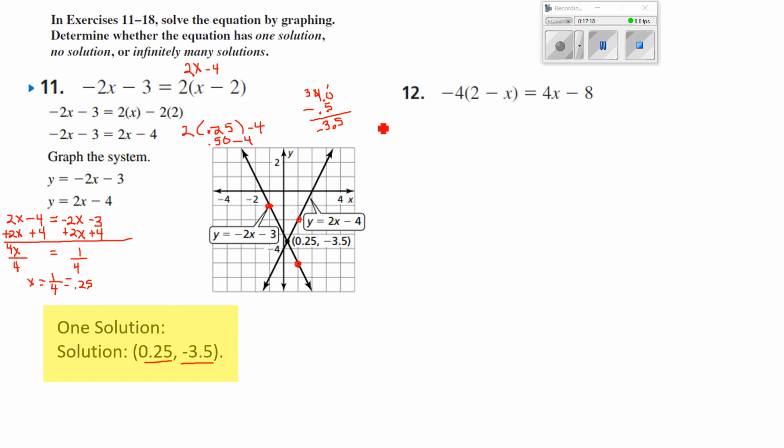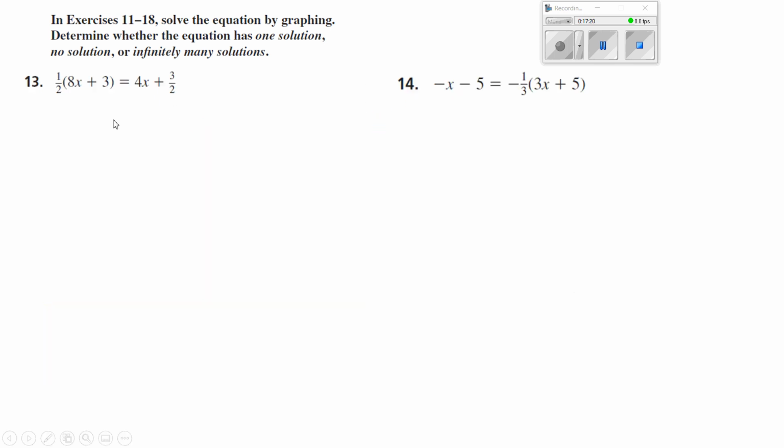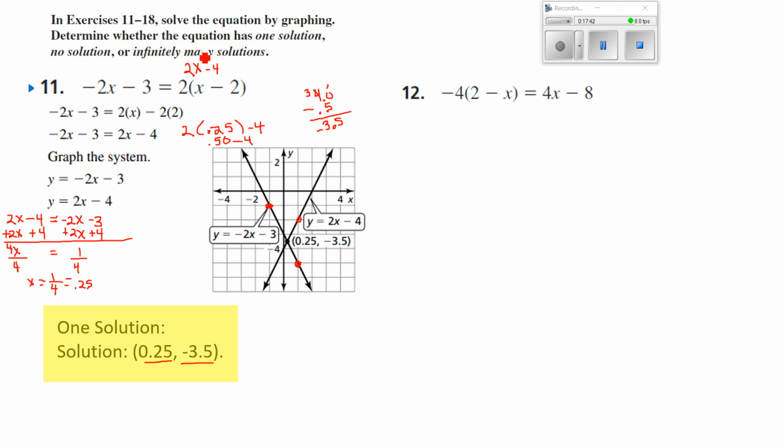You have number 12. On this one, we're going to distribute our properties. This will end up being 4x plus 3 over 2. We're going to put these equal to each other again. Oh, I'm sorry. The last one, we're supposed to say one solution, no solution, or infinitely many. We definitely have one solution here, and this is it.